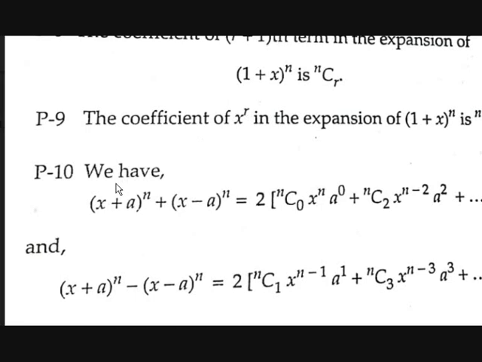Okay, property 10 is (x plus a) whole power n plus (x minus a) whole power n. What will it be? It will be 2 into nC0 x power n a power 0 plus nC2 x power n minus 2 a square plus and so on. Means the middle terms will be cancelled out. If we subtract them, the same, but you will get even terms. Means nC1, it is the second term, fourth term and like that.